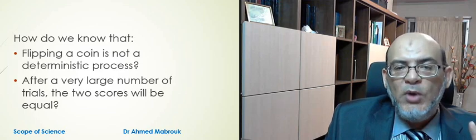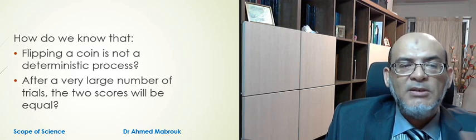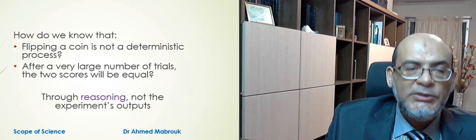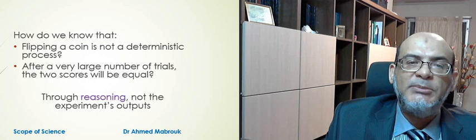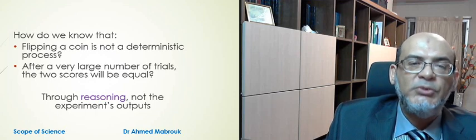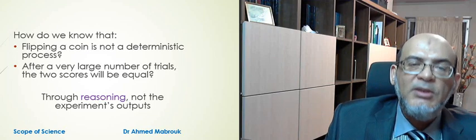What allows you to have that realization, to think that at infinity the number of the two scores will be equal, is reasoning. It is through reasoning, not through the outputs of the experiment, that you realize that. You realize that only through reasoning. We take the outcomes of the experiment and use reasoning to come up with something useful out of it.